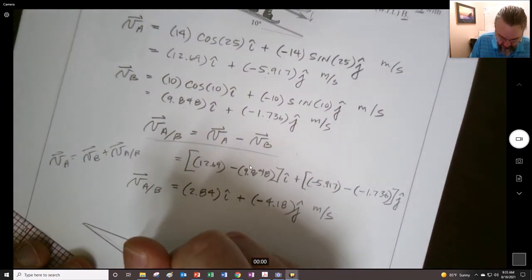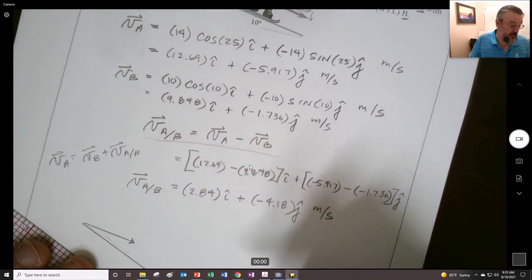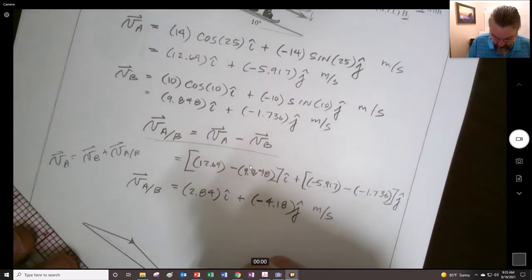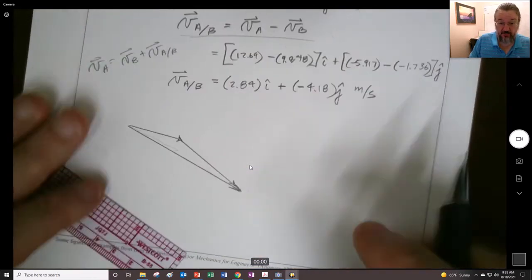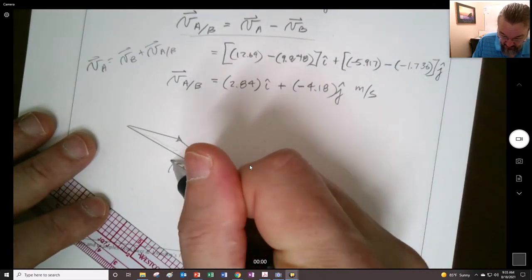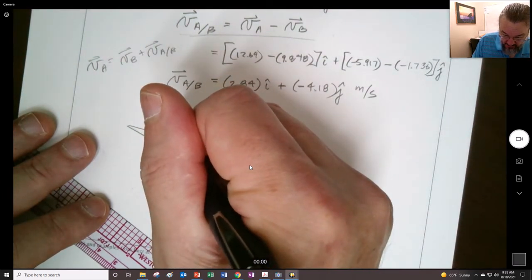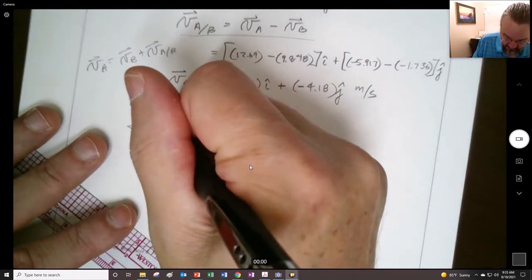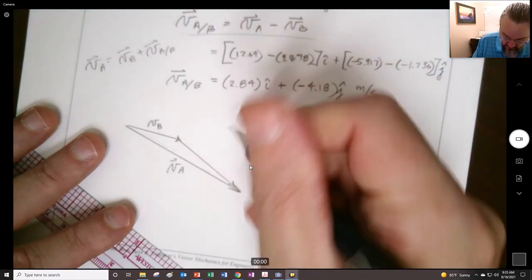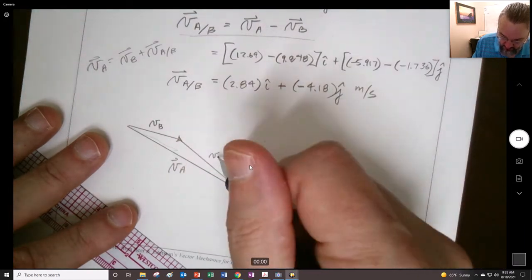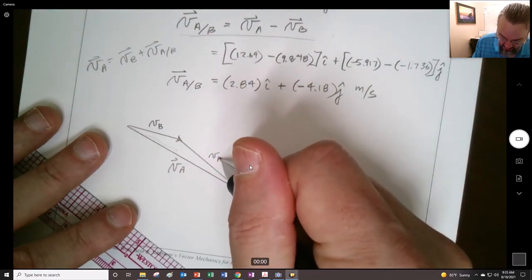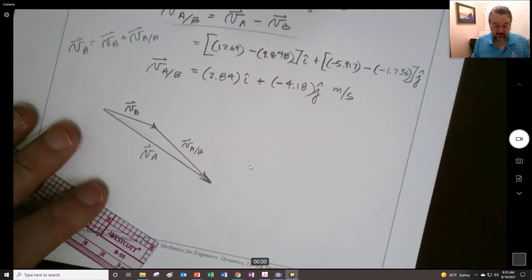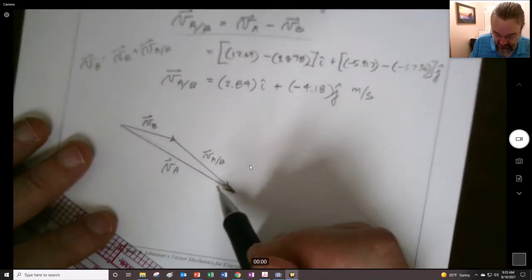Right there. And let's see if I got that right. Here's going to be my vector right there. There's going to be my vector. So this is V of A, and this is, whoops, I think I messed that up. No, that's right. V B. So this is going to be V A with respect to B. I think I got that right. Yep. So there's the triangle math onto the thing.